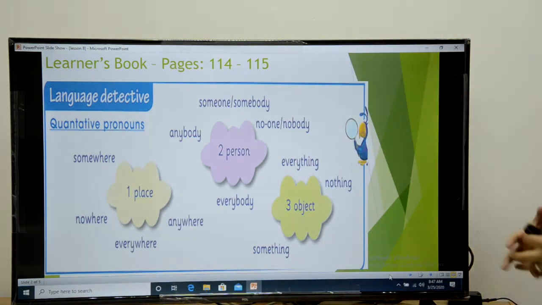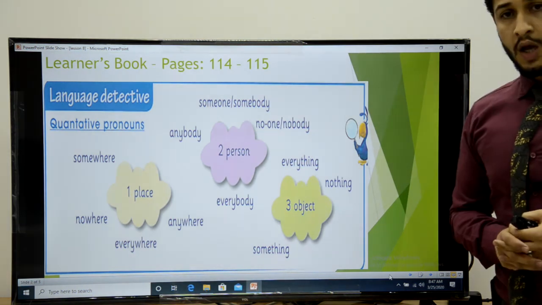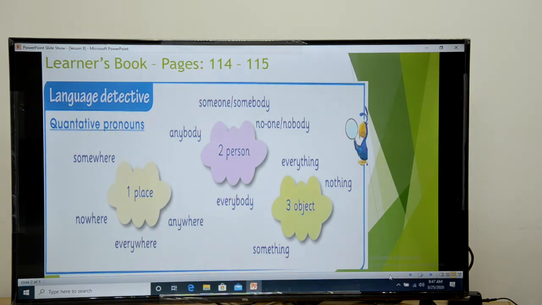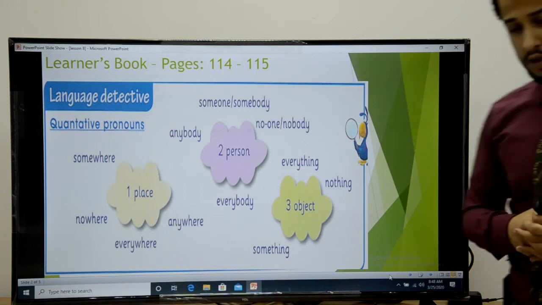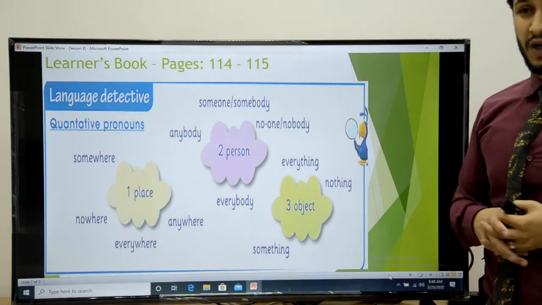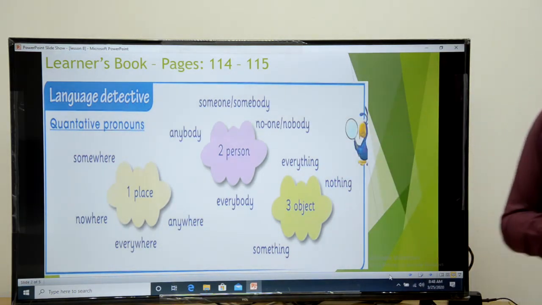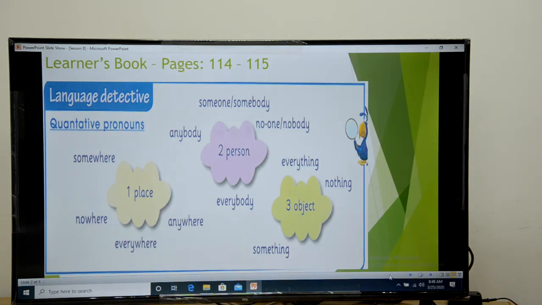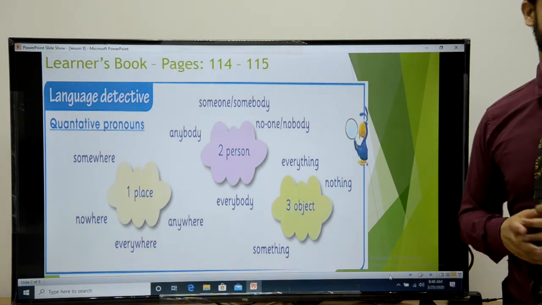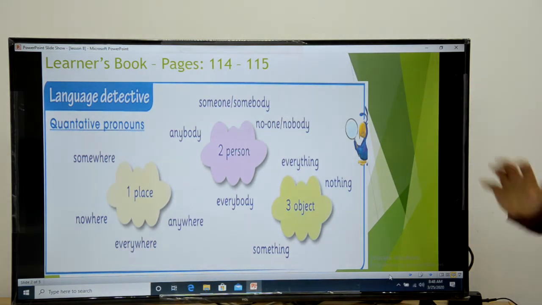Somewhere and everywhere are used in the affirmative sentence. What is the meaning of affirmative? Not a question, and you can't find the word not. Like I looked for the book somewhere, in some places. Somewhere means in some places. Or when I say I looked for my pen everywhere, everywhere means in all the places.